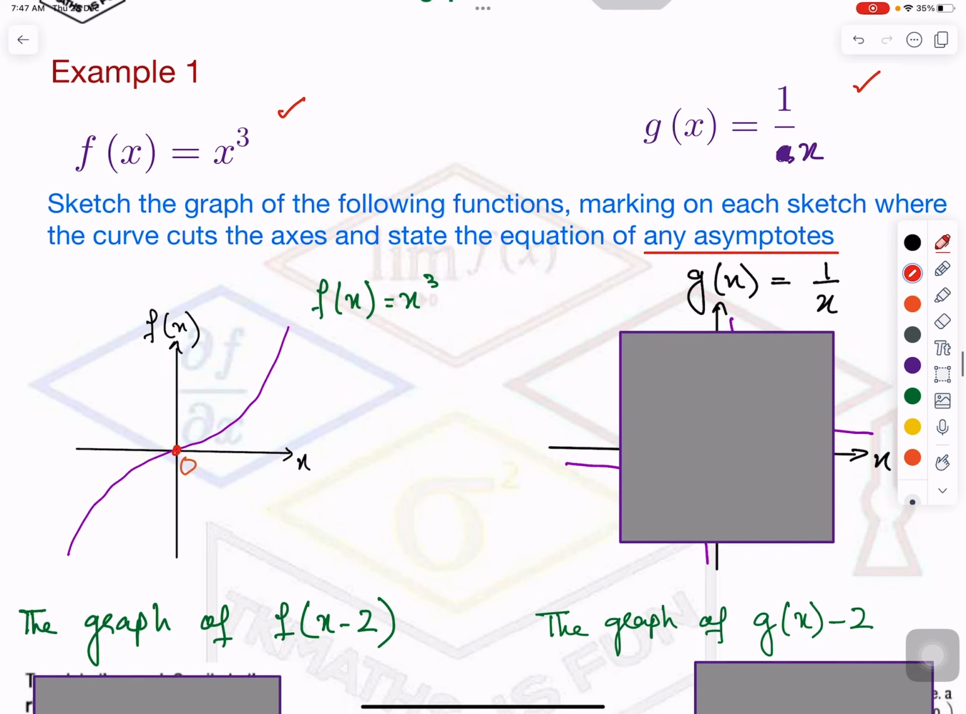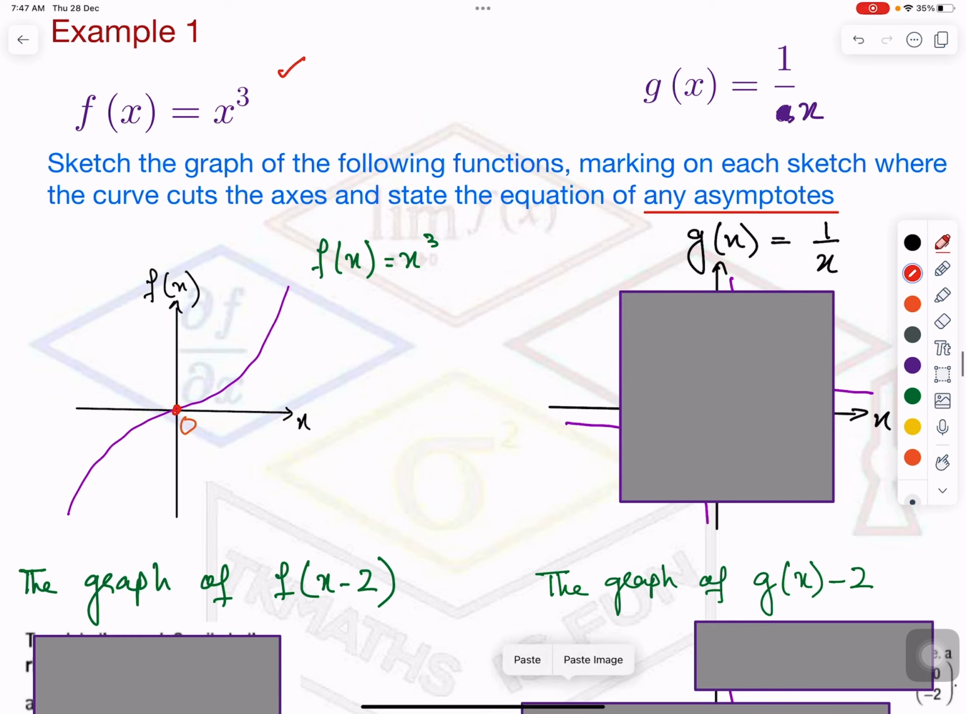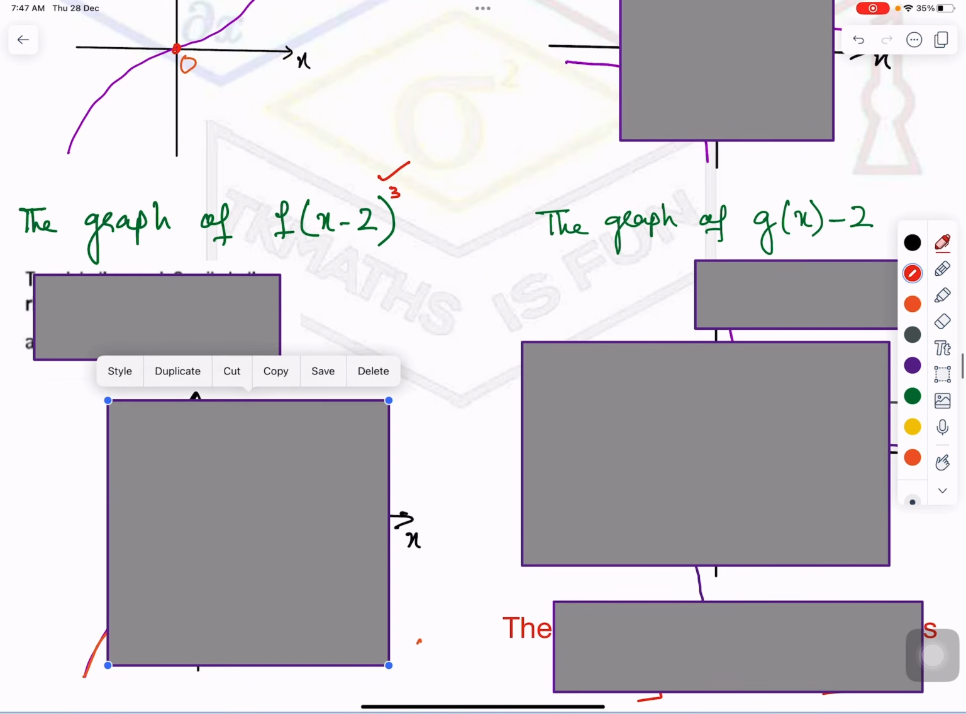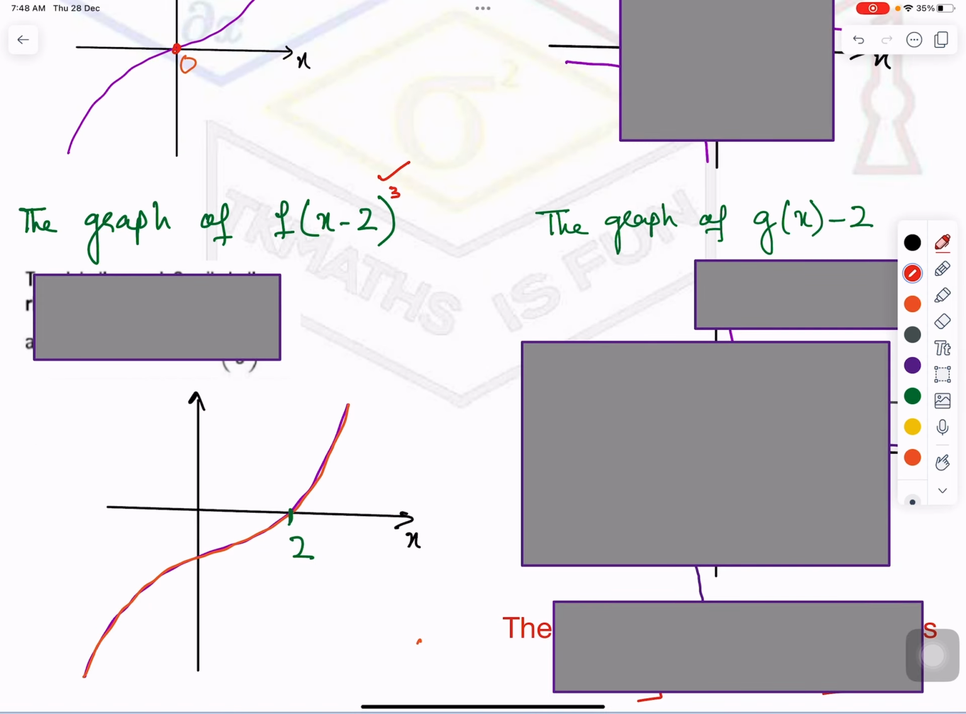So if you have to show the graph of f of x minus 2, sorry, f of x minus 2 cubed here, right? So what will you do? X cube you have already drawn because it is easy. So in x minus 2, what will you do? We have just learned we will move it 2 units to the right. What does it mean? Let me show you the sketch first. So the same graph, but it will move 2 units to the right.